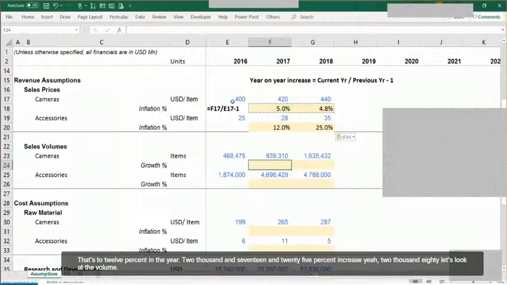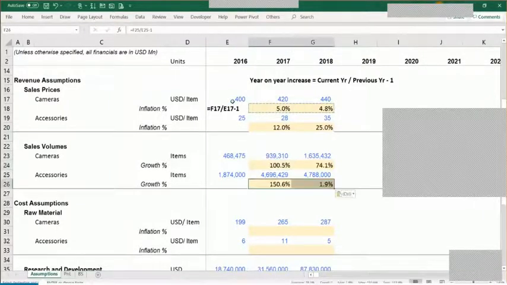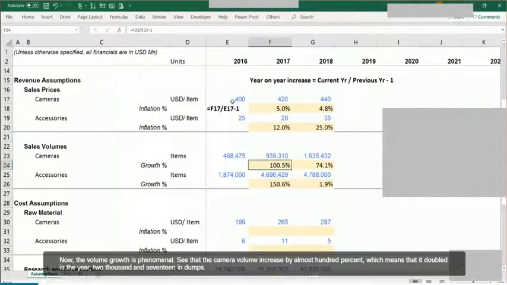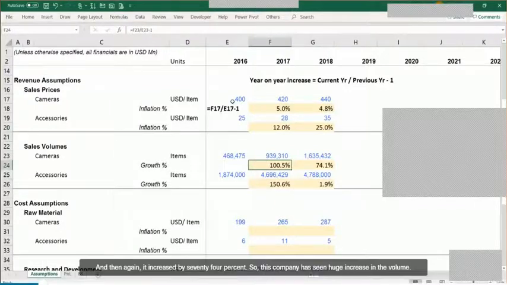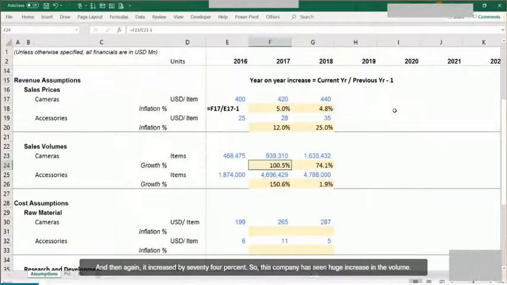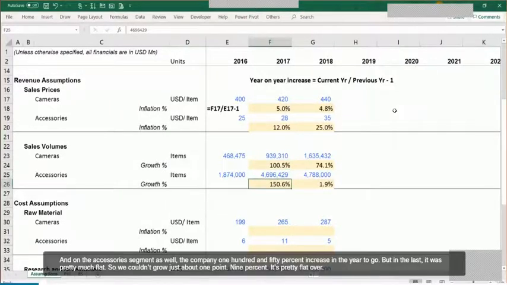Let's look at the volume as well. Now the volume growth is phenomenal. The camera volume increased by almost 100%, which means that it doubled in the year 2017 in terms of our sale. And then again it increased by 74%. So this company has seen a huge increase in terms of volume. On the accessory segment as well, the company witnessed a 150% increase in the year 2017, but in the last year it was pretty much flat. We couldn't grow. It was just about 1.9%. It's pretty flat over here.